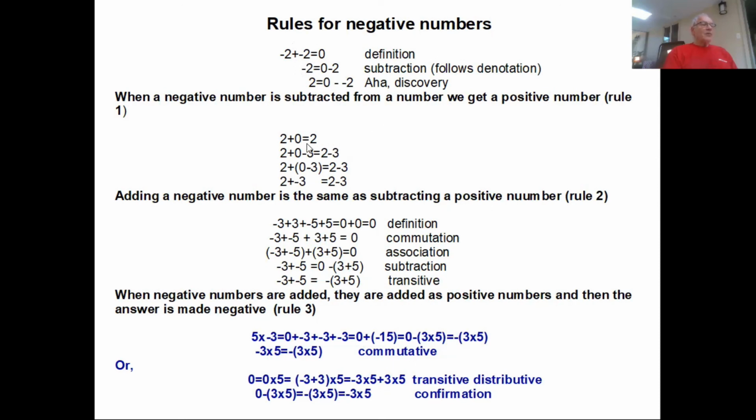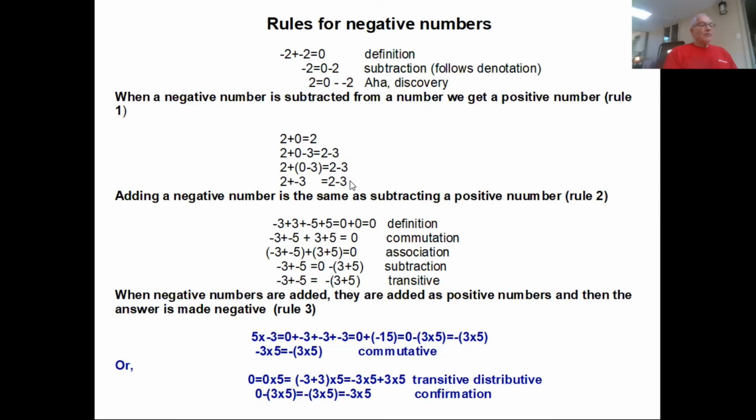Let's try something else. The identity element, 2 plus 0 is equal to 2. Subtract 3 from both sides. Now group the 0 minus 3, and we can replace that by minus 3. So when we add a negative number, it's the same as subtracting a positive number.